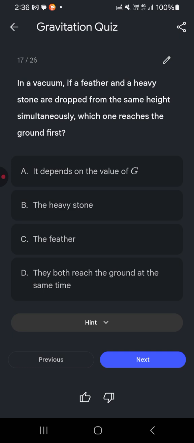In a vacuum, if a feather and a heavy stone are dropped from the same height simultaneously, which one reaches the ground first? Both the feather and a heavy stone are being dropped in a vacuum. Which object will reach the ground first?